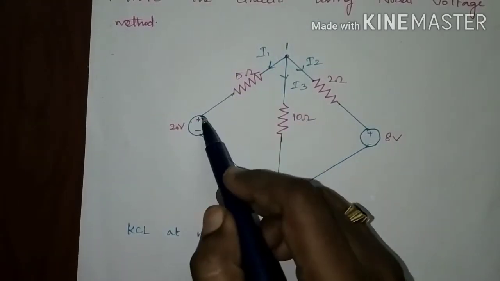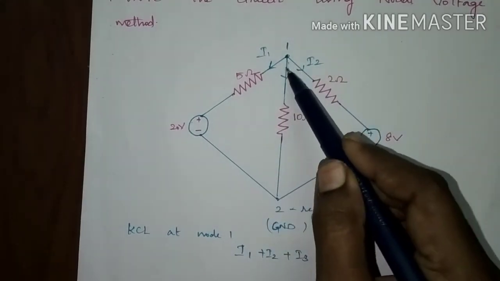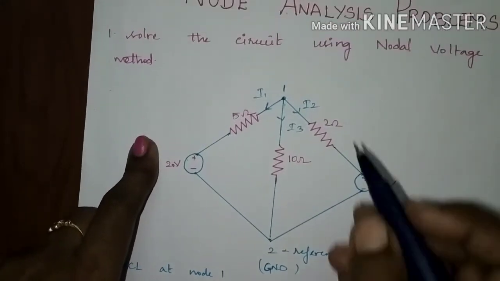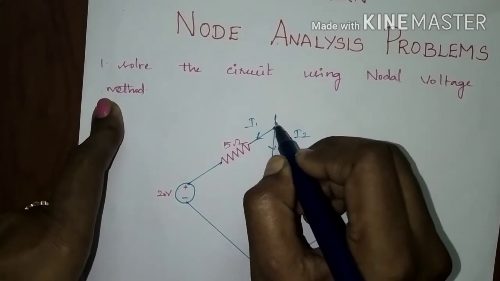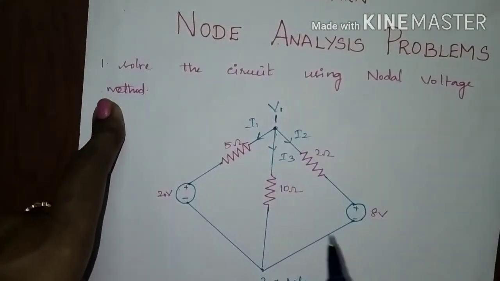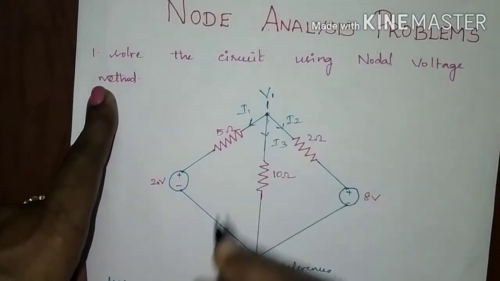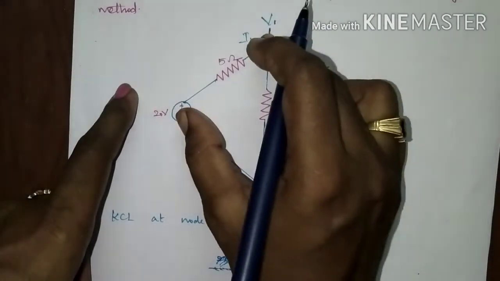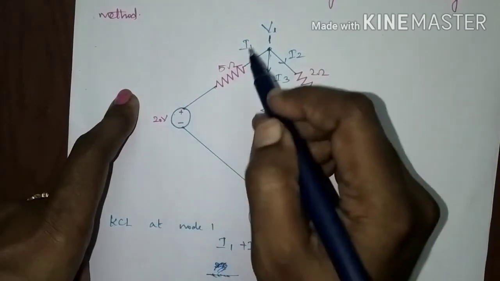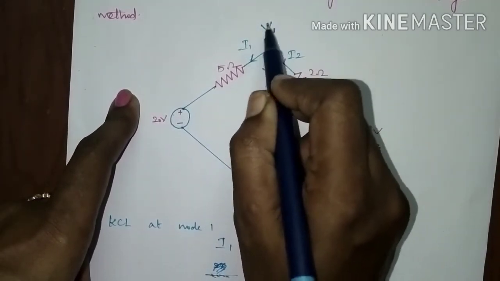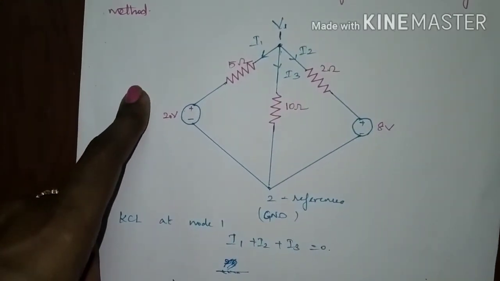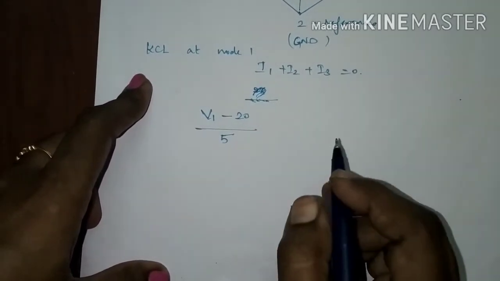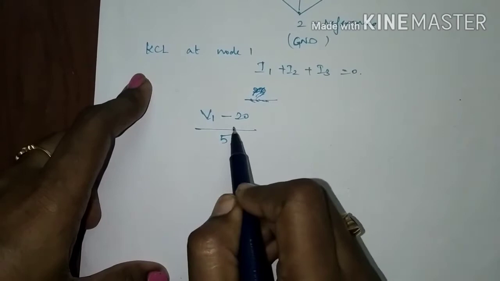I1 is the current flowing through this branch, I2 is the current flowing through this branch, and I3 is the current flowing in the middle branch. Assume this node is at the potential of V1. According to Ohm's law, current is voltage divided by resistance. Here this branch is under the potential difference of V1 and 20. You are assuming this node is at the higher potential, so this branch current can be given by V1 minus 20 divided by 5. This is the current I1 value.